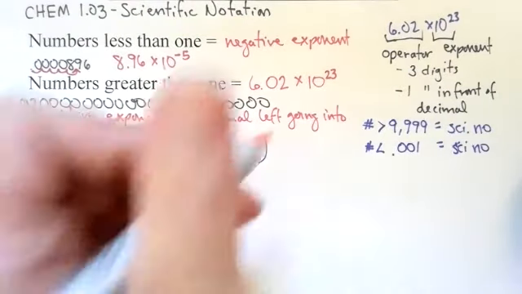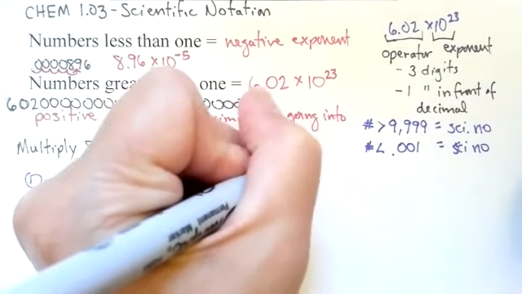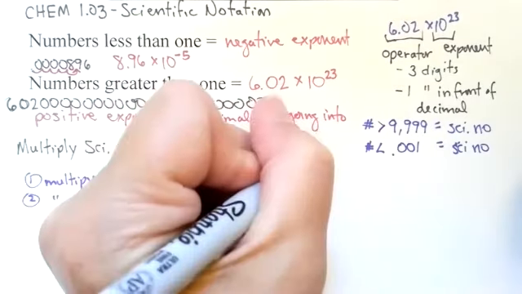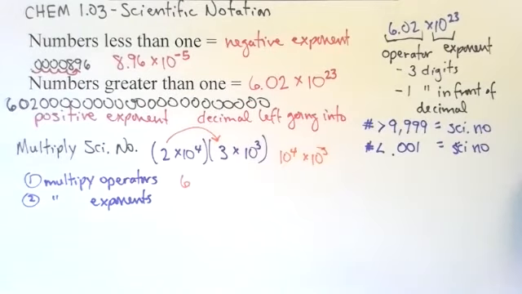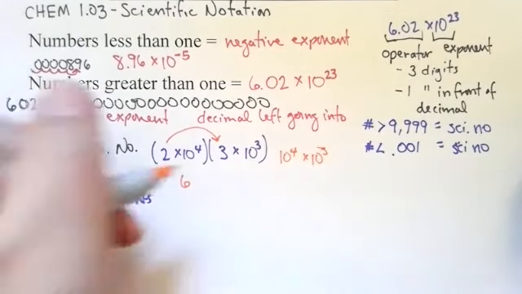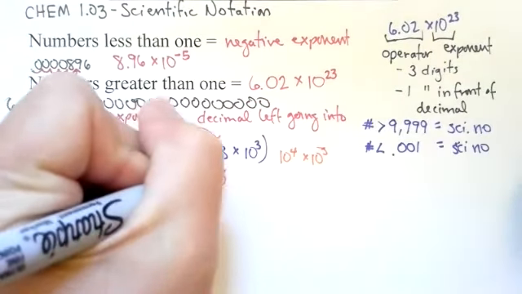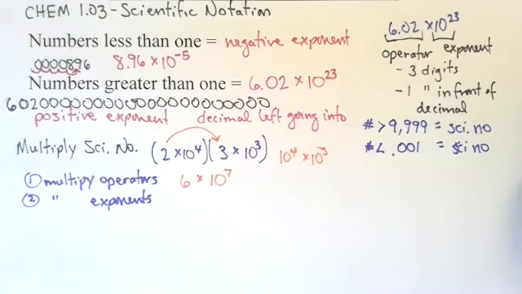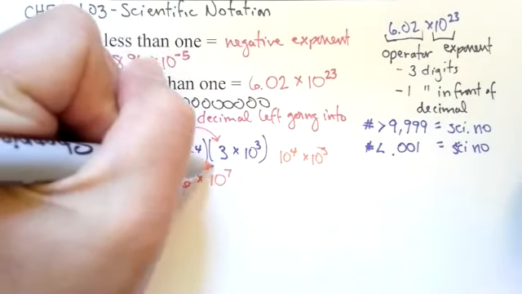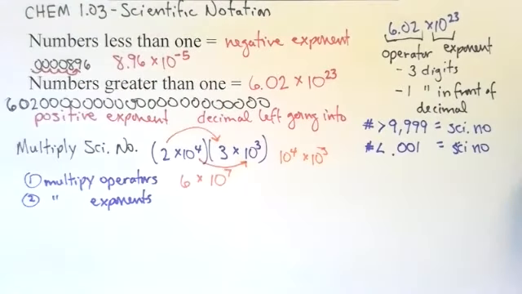Now I'm going to take 10 to the 4th times 10 to the 3rd. And if you remember from algebra class, when you multiply exponents, you add them. So this is going to become 10 to the 7th. So I have 6, and then when I multiply these together, 10 to the 7th.